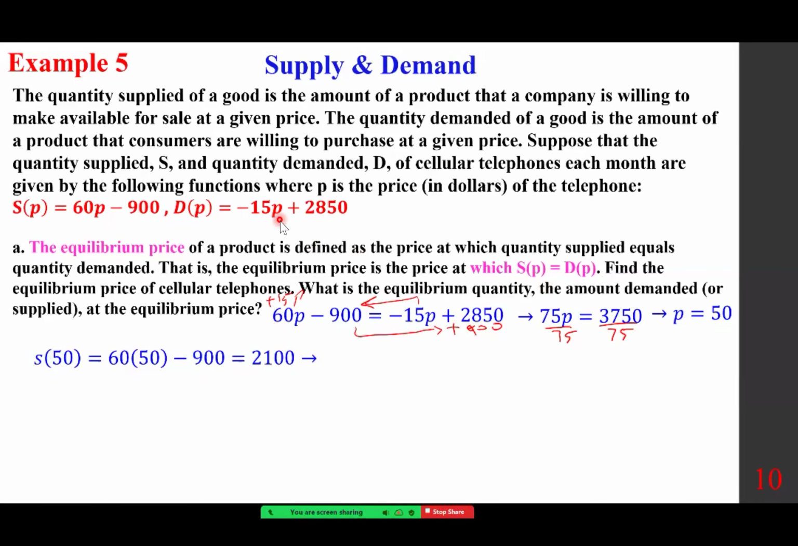I highly recommend you plug it into D of P also, minus 15 times 50 plus 2850. Make sure both of them give you the same answer, otherwise it's wrong. You must check by putting this 50 into both, and they both must give you the same answer. Therefore, the equilibrium point has coordinates 50, 2100. 50 is the price and 2100 is the number of units of the product. In this case, it's a cell phone, or any product that we are dealing with here.